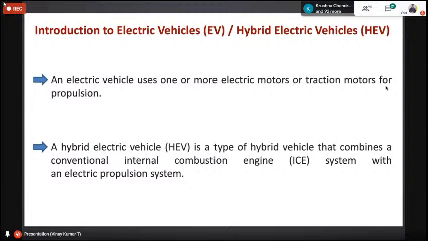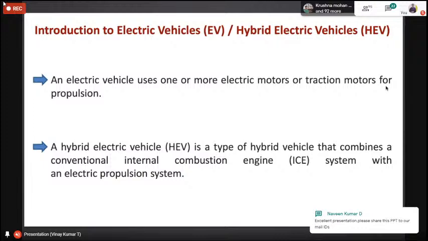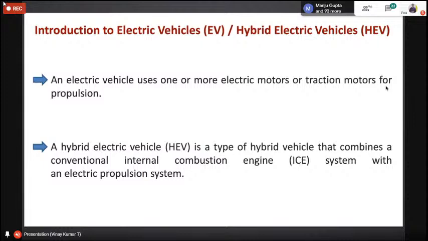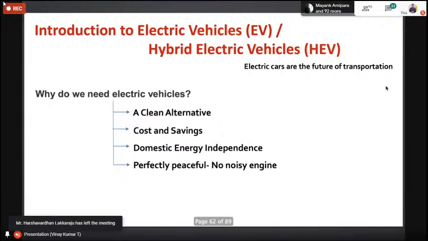Compare, if you take IC engine, it will not operate that way. IC engine is always operating in one mode only. It cannot operate in generating mode. That is the problem, right? That is the main drawback of IC engine. So this is why we need electric vehicles.